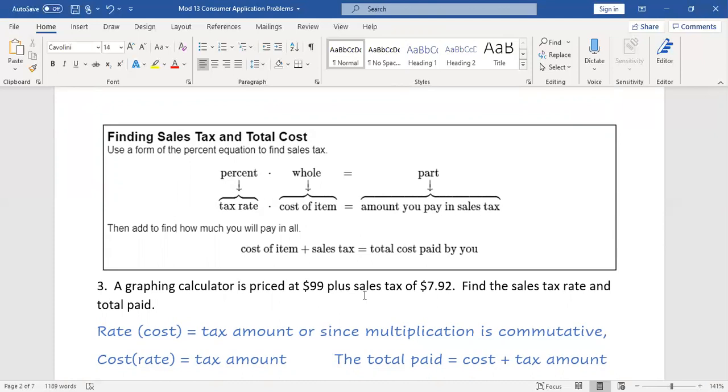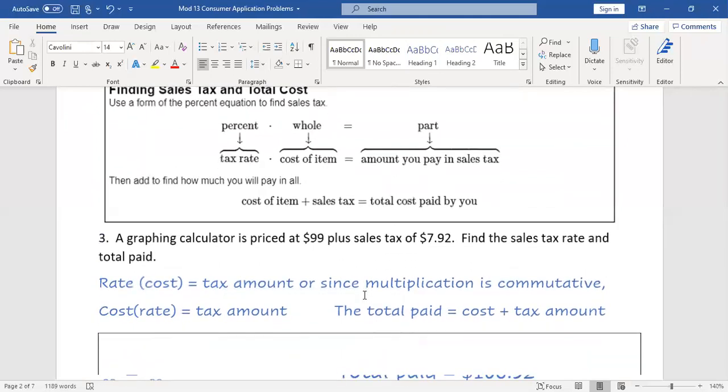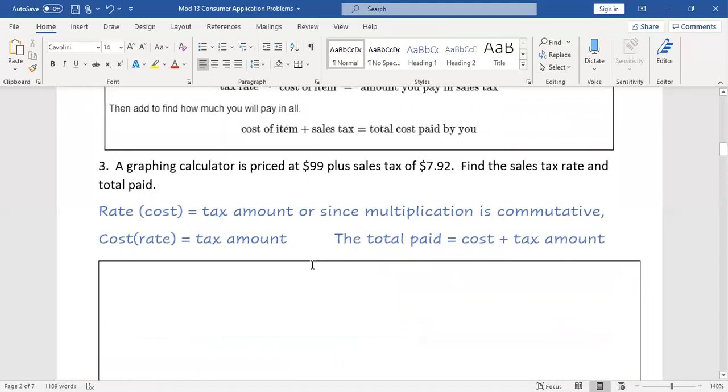So for our first problem in this category, we have a graphing calculator priced at $99 plus sales tax of $7.92. Find the sales tax rate and total paid. When you have a formula, as long as you know two of the items, you can solve for the third item. So this time, I don't know what my rate is. I do know my cost, and I do know my tax amount. So I'm just going to plug those values into my equation.